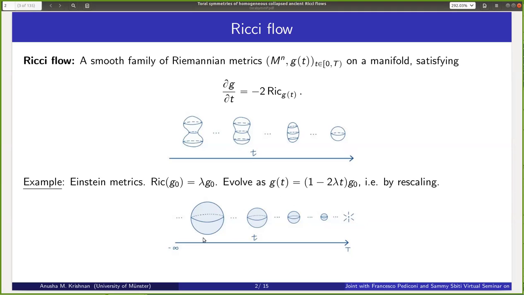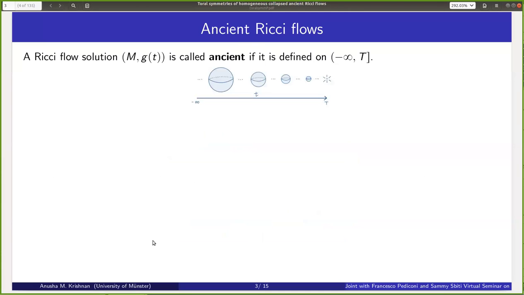Notice I also wrote negative infinity here. So this solution actually also exists for all negative times, all t less than 0. And this is a special type of Ricci flow solution that we are interested in for today's talk. These are what are called ancient Ricci flows. So a Ricci flow solution is called ancient if it is defined for all negative times. That is, it's defined on some infinite interval like this, stretching back to minus infinity. You can keep in mind as examples Einstein metrics with positive Einstein constant.